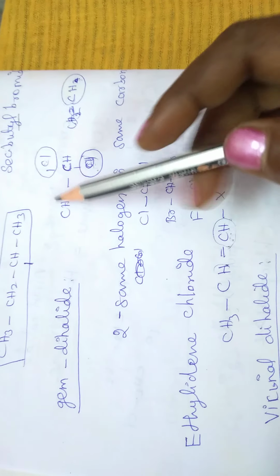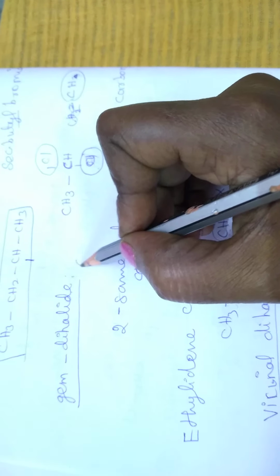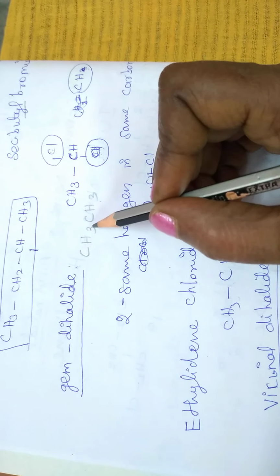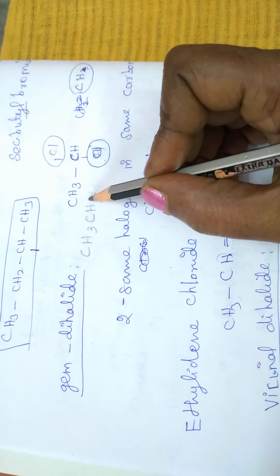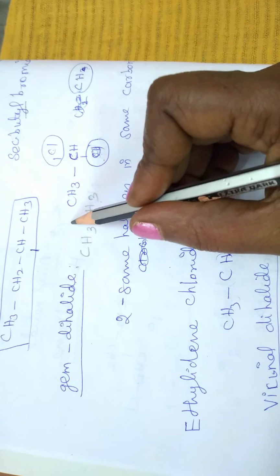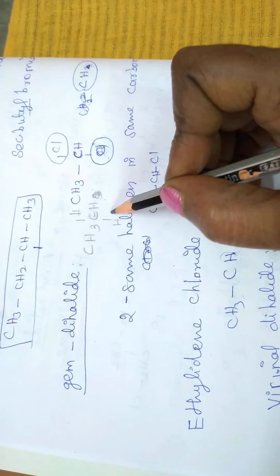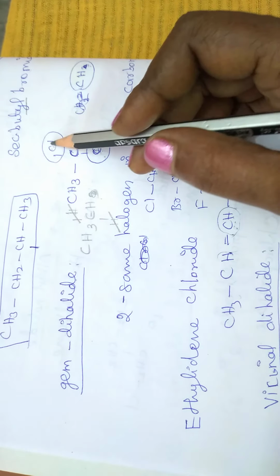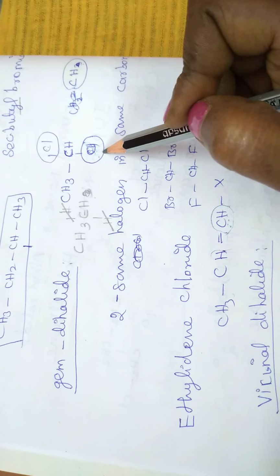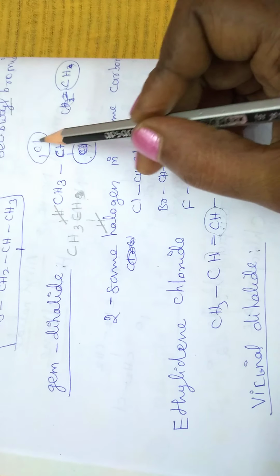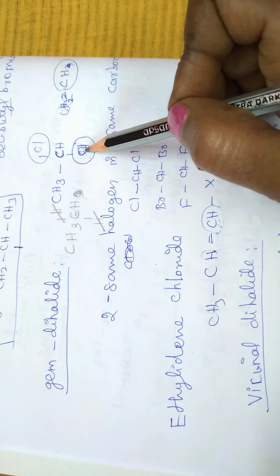You see, now let me take CH3, CH3. It is ethane. CH3, CH3 is ethane. In this, there is 1 hydrogen here, 1 here, 1 here, so 3 hydrogens. In this, 2 hydrogens are replaced by halogens, in the same carbon atom. So in the same carbon atom, 2 halogens are replaced.